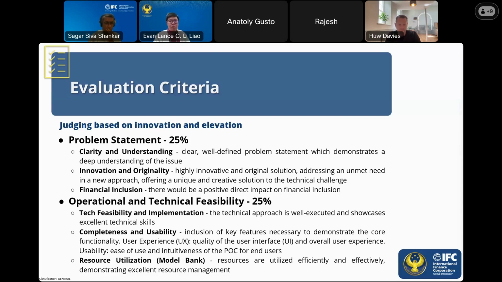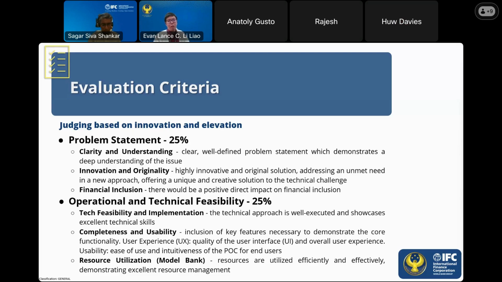The next section is the operational and technical feasibility. This would look at how it's implemented, how feasible is this, is it something that can be scaled? It will also look at the completeness and usability of your proof of concept. So what are the necessary features that demonstrate the functionality? What is the user experience like, etc. And lastly, it would look at the resource utilization.